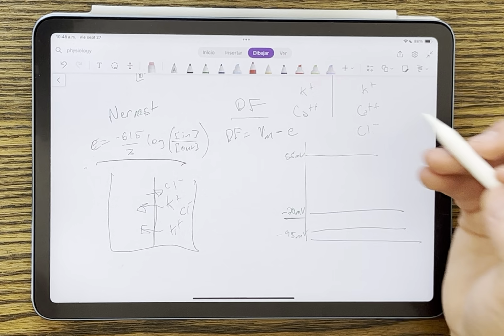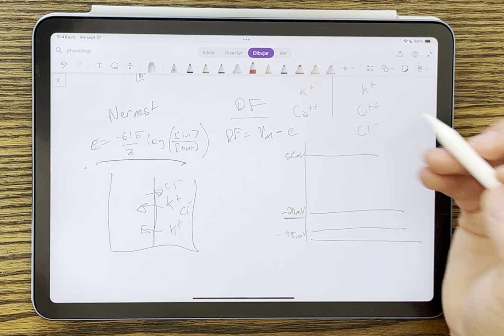So the Nernst equation is E is equal to negative 61.5 over Z times the log of concentration in over concentration out. So what this equation is saying is the electric potential of a cell should be based on one ion alone, negative 61.5 divided by the valence of whatever the ion is, right, times the log of the concentration inside divided by the concentration of the outside.